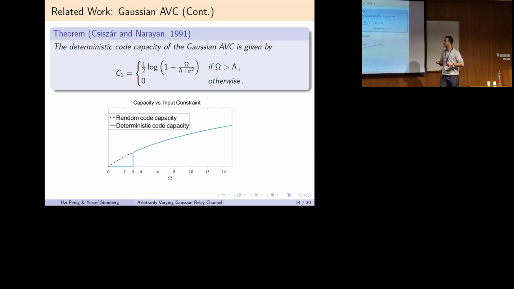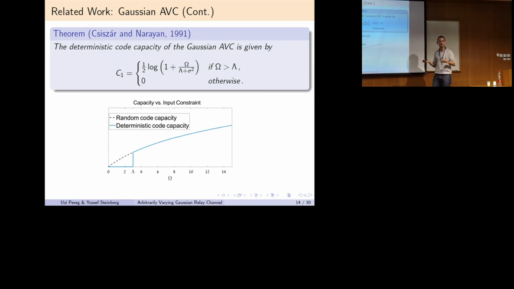But now we look at the deterministic code capacity. Csiszar and Narayan showed that if the input constraint is greater than the state constraint, then the capacity is the same as the random code capacity. However, otherwise, it is 0. Here we have this figure, the capacity as a function of the input constraint. The dashed line indicates the random code capacity, and the solid line indicates the deterministic code capacity. So we see that the capacity is discontinuous in the input constraint.